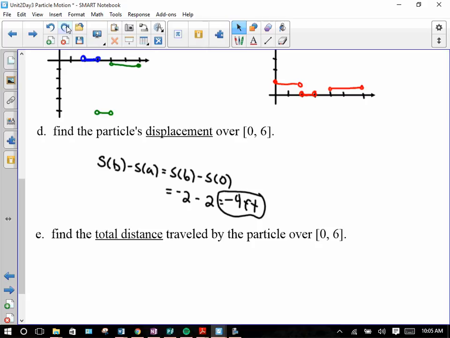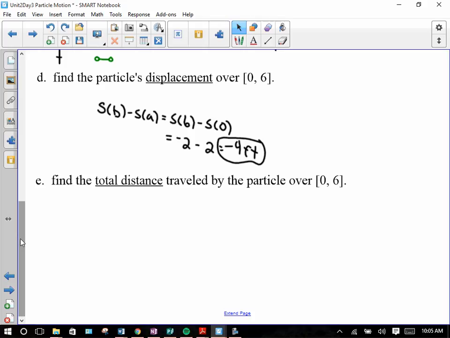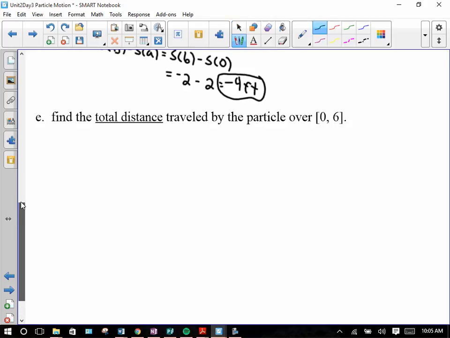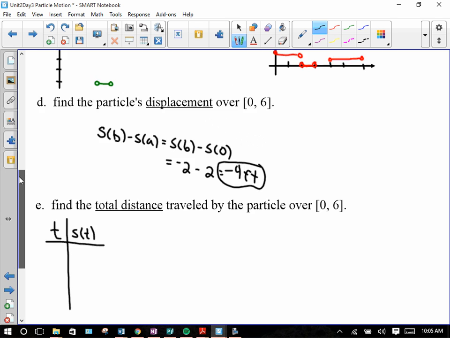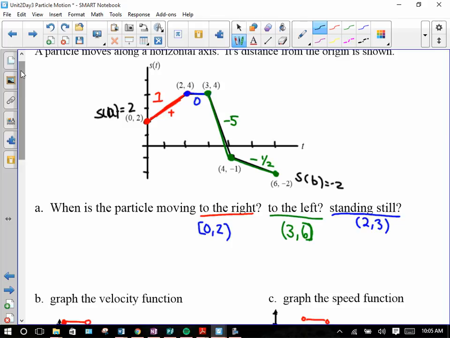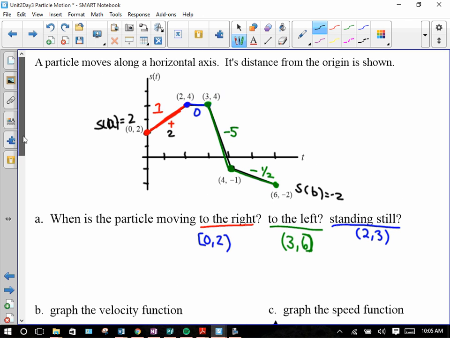Now to find total distance. Right now we're just going to look at this and figure out how far this person traveled, not taking into account how far we are from Florida. So for total distance, an easy way to do this is to make a table. We're going to look at each of the major points that we have. So from here to here, how far is this part of the travel? 2 to 4. It's a travel of 2.